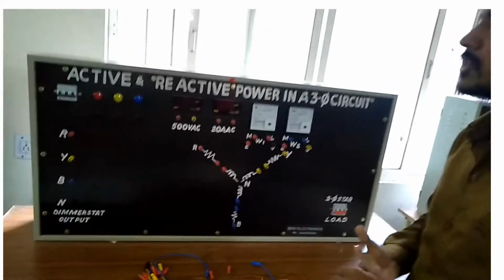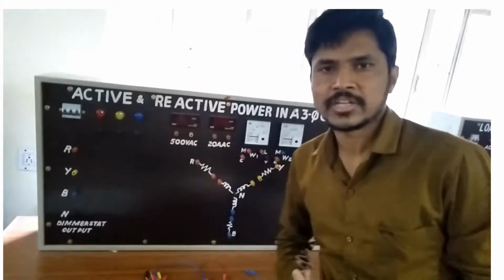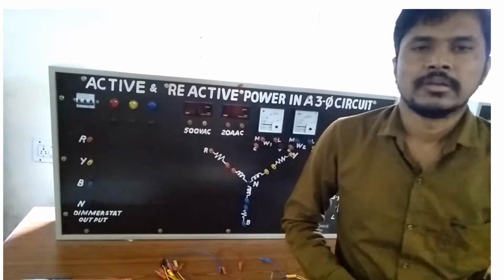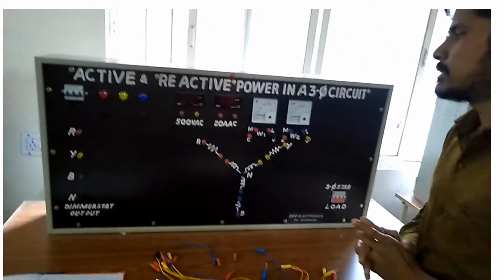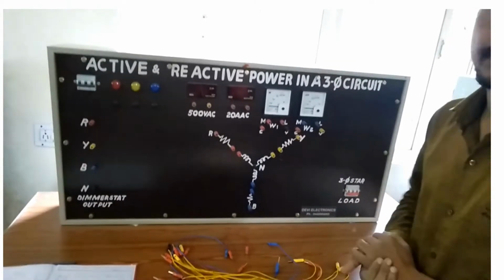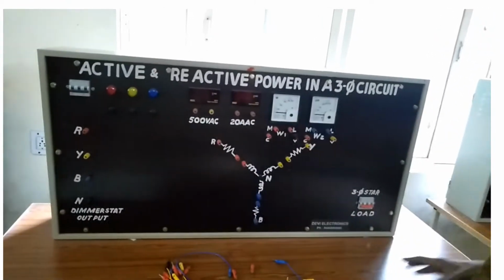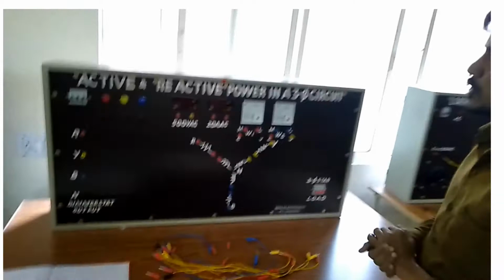Students, today we are going to learn about measurement of active and reactive power in a balanced load, which can be star connected load as well as delta connected load. So first we will see the measurement of active power in the star connected load. This is the panel board of active and reactive power and three-phase circuit measurement.